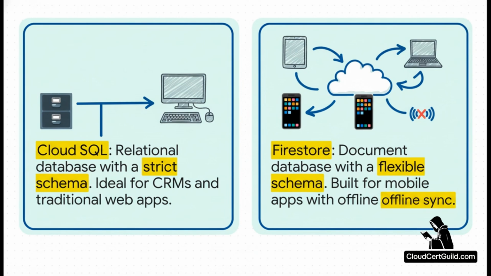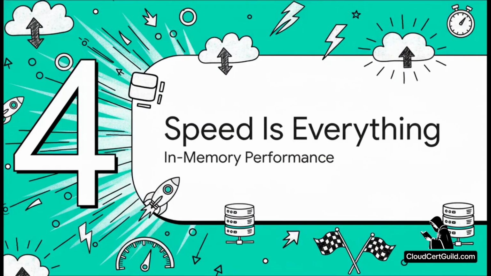But what if your data isn't so neat and tidy? What about modern mobile apps where you need to work offline and the data structure changes all the time? For that, we have a different champion, Firestore. It's a document database, so it's way more flexible. Think of it less like a rigid filing cabinet and more like a collection of smart, self-syncing notebooks.